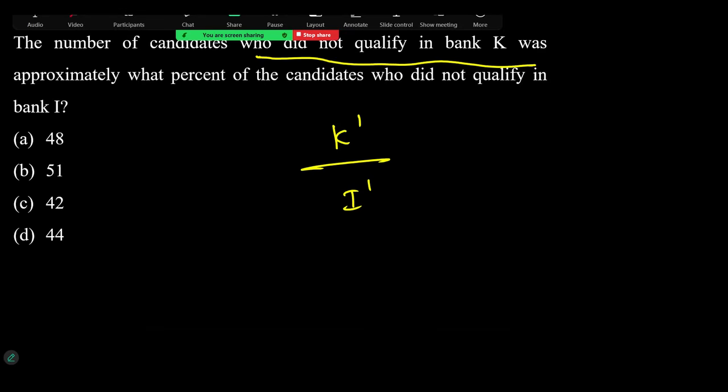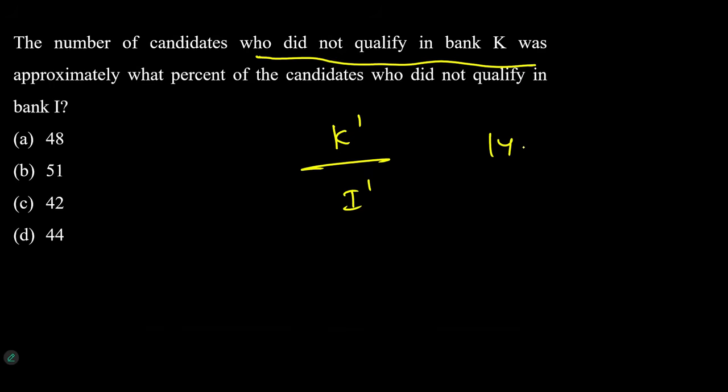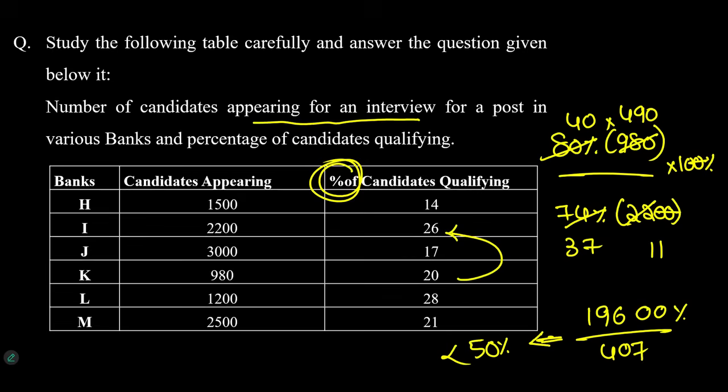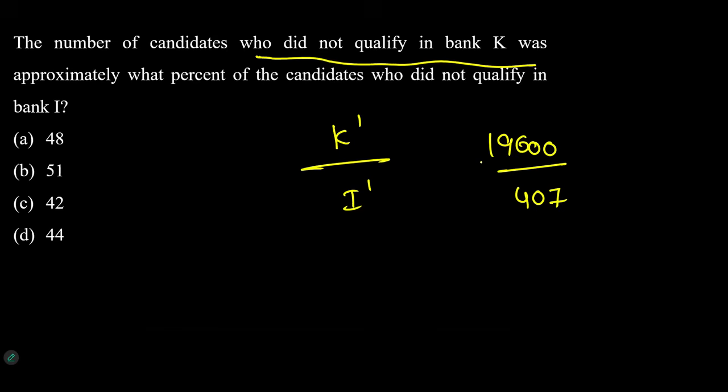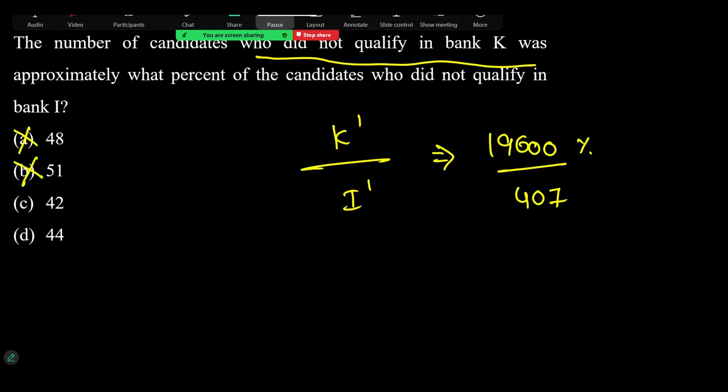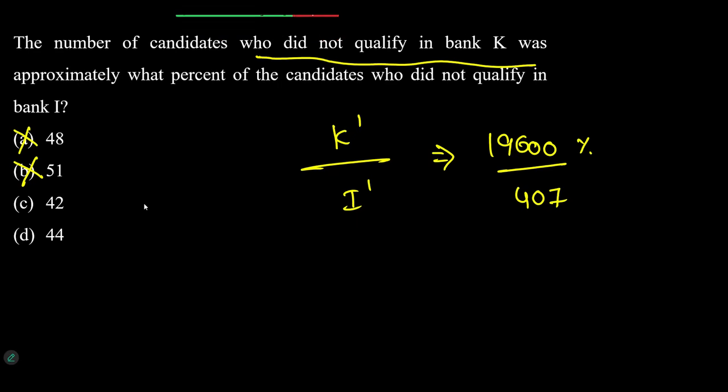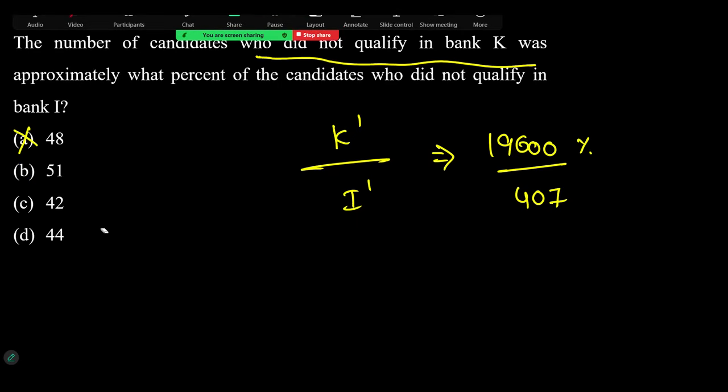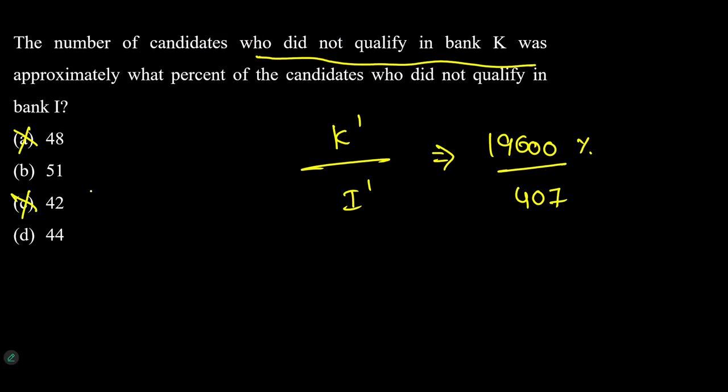So I have to be careful. 19600 divided by 407. This should be your answer. So less than 50, fine, not 40 also. It should be 42 or 44. 42 also no, I think. Eliminate 51, not 42. 42 means 400 into 40 will be 16,000. Sorry, it's not 51, it's not 42, it can be 48 or 44 chances.